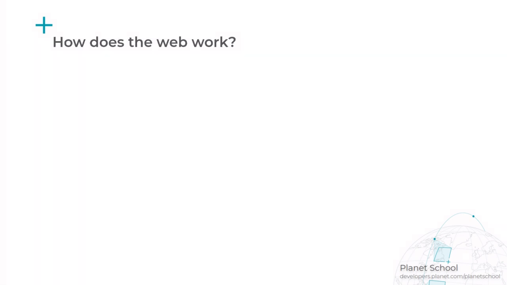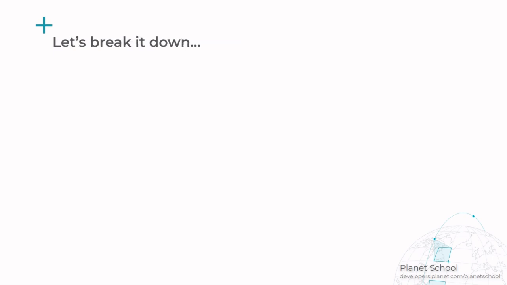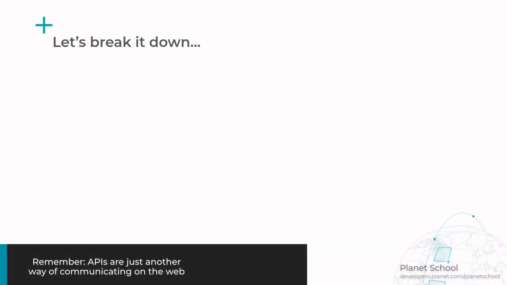Now, before we continue learning about web APIs, I want you to take a moment and ask yourself, what happens if I type www.planet.com in my browser? In order to better understand how communication over the web works, let's break down what actually is going on behind the scenes when you access a website like planet.com in your browser.